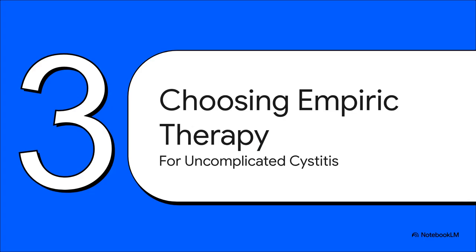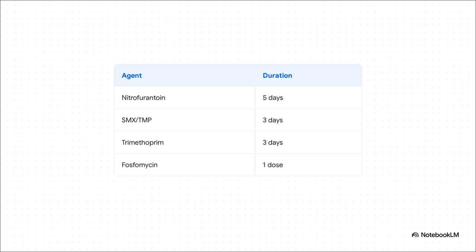Okay, so that brings us to the big question. How do we choose that first antibiotic? We're going to focus on the scenario you see all the time, acute, uncomplicated cystitis in women. And here they are. These are our go-to options straight from the guidelines. We've got four really solid choices here. And notice the best part? The short durations. We're talking 5 days for nitrofurantoin, just 3 for SMX/TMP, and even a single, one-time dose for fosfomycin. All of them are great against E. coli.